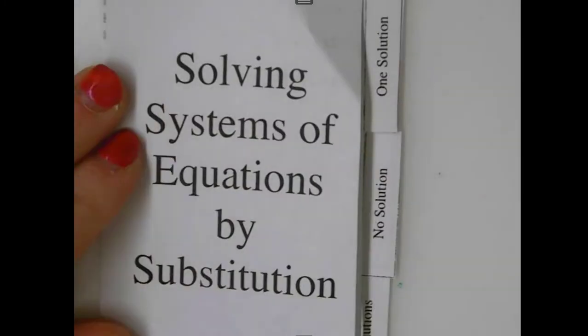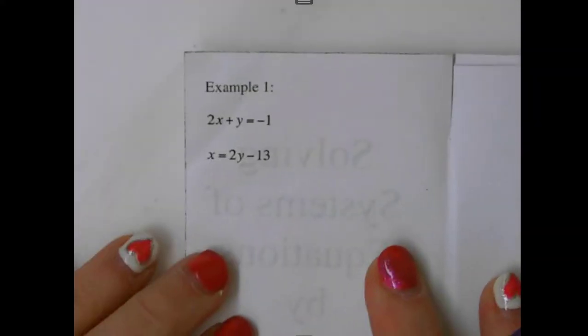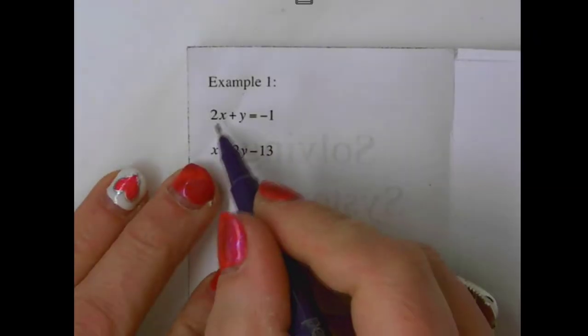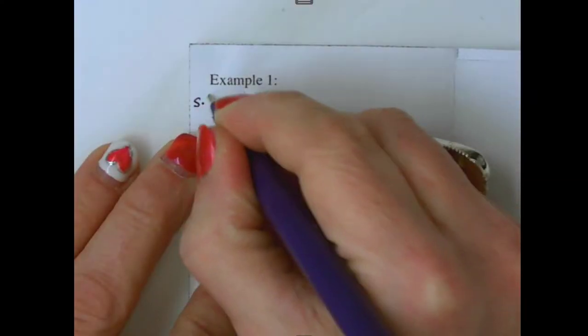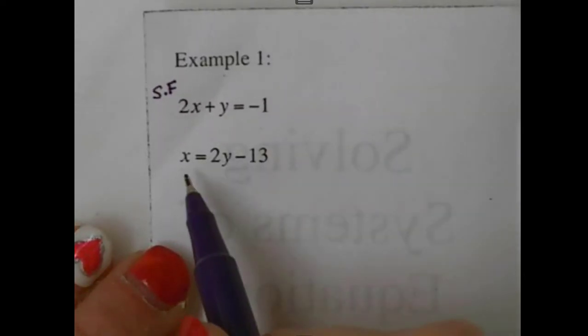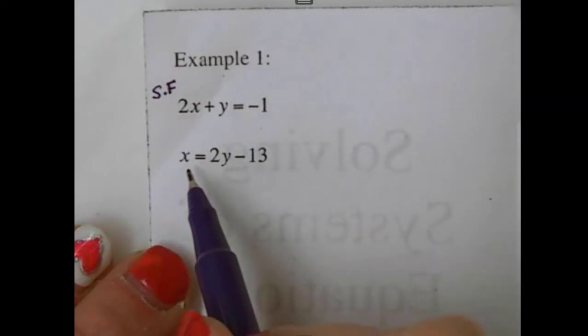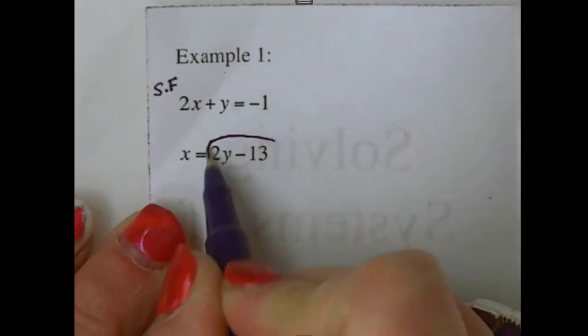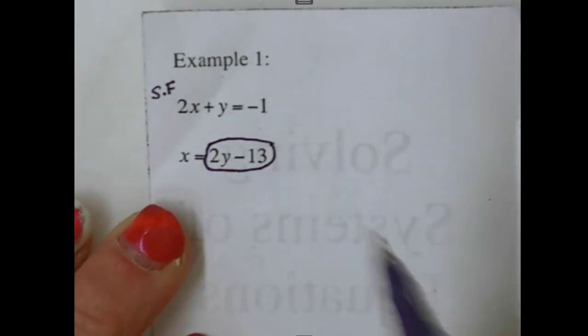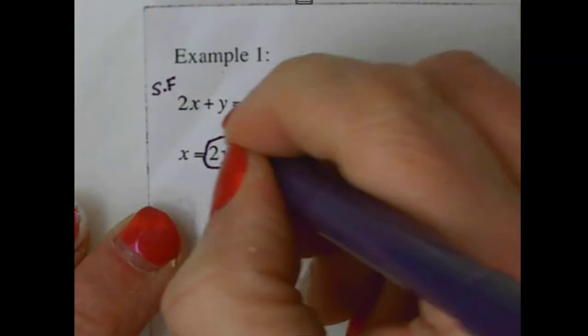Okay, now you're going to see that the notebook is just the same. Go ahead and open it up. Here are our two equations. Notice that this one is in standard form. I'm just going to put a little SF there. The second one, I don't even know what form it is. It's not considered slope-intercept, but x is solved by itself. And so we're going to go ahead and substitute the 2y minus 13 in for x.